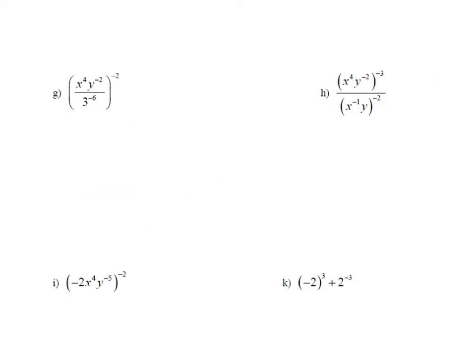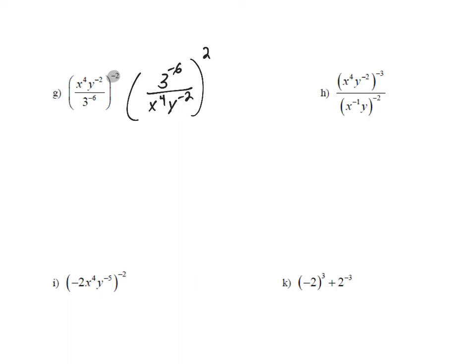Now these are a little bit more complicated. I'm going to do the first one for you, and then you can work on some of the others. In number 1, I'm going to start by taking this negative and just flipping my entire fraction. So what I'm saying is negative exponents take the reciprocals. Well, the reciprocal of everything in here is 3 to the negative 6 over x to the 4th, y to the negative 2 squared.